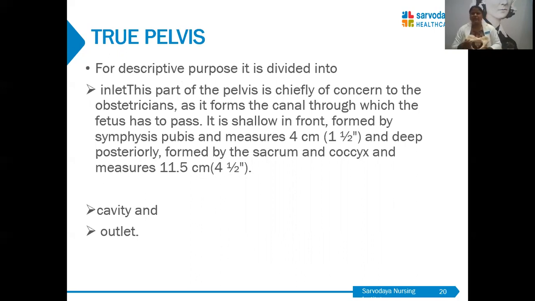Inlet. This part of the pelvis is chiefly of concern to the obstetrician. It forms the canal through which the fetus has to pass. It is shallow in front, formed by the symphysis pubis, and measures about 4 cm, and deep posteriorly, formed by the sacrum and the coccyx, and measures about 11.5 cm.